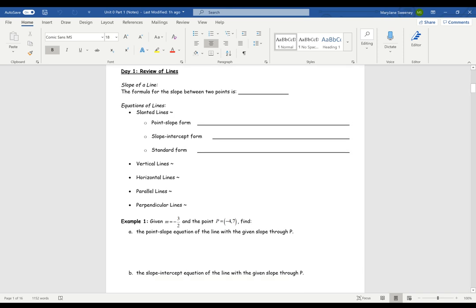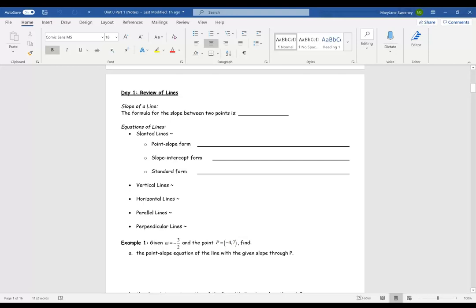Okay, for day one, we're going to be looking at equations of lines, absolute value, solving absolute value inequalities, and piecewise functions.